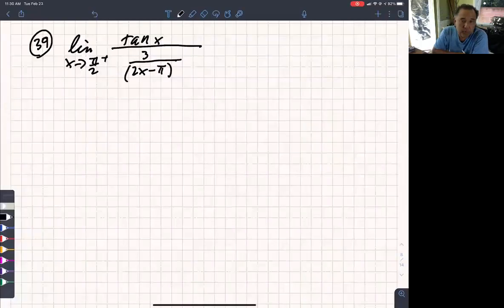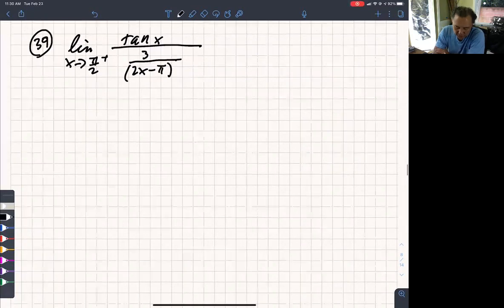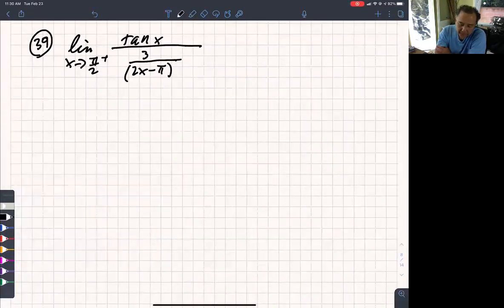So this is 4.7 L'Hopital's rule. We're doing number 39. So a couple of warnings for you. Be careful that you don't do this specifically in an FRQ. If you're doing multiple choice, no big deal because you don't have to show any work. But let's find the limit of the top.